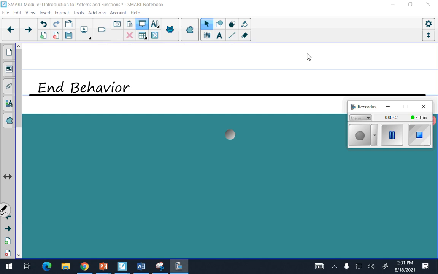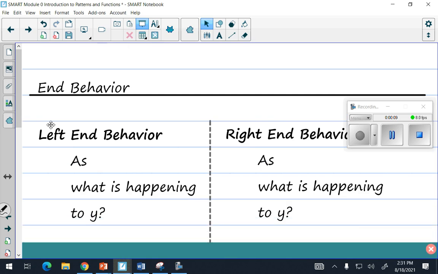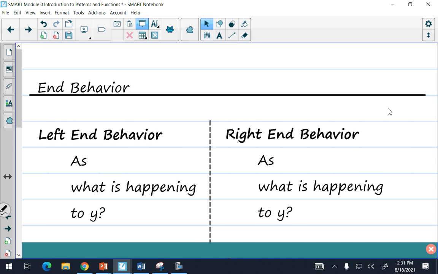In this video, we are going to take a look at end behavior, and we're going to start by kind of defining it. It's not going to make sense to you until we look at some examples, but let's just start with a little bit of a definition. If we are looking at a graph, when we talk about end behavior, we are talking about what's happening at the ends, so the far left and the far right.